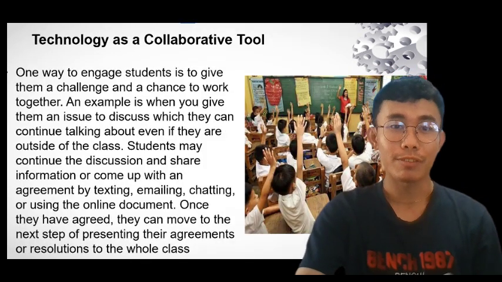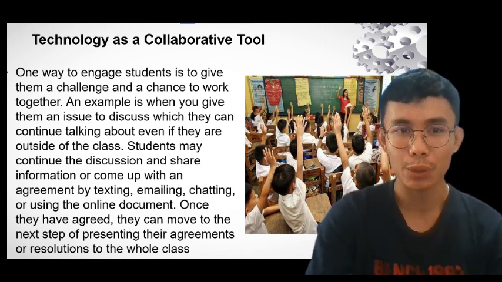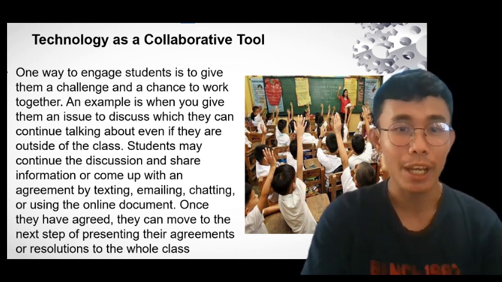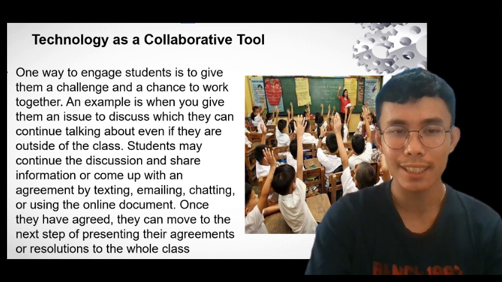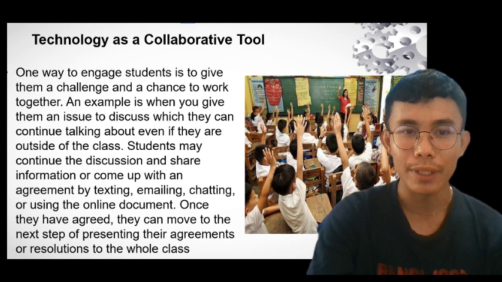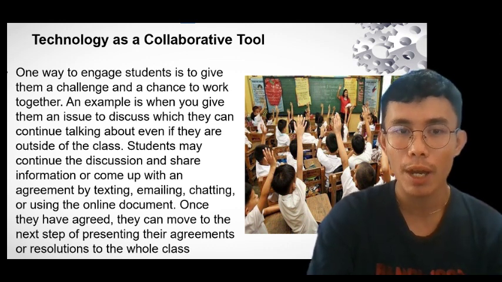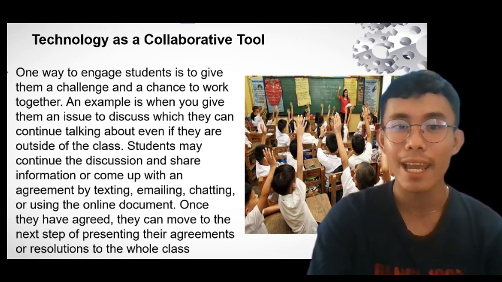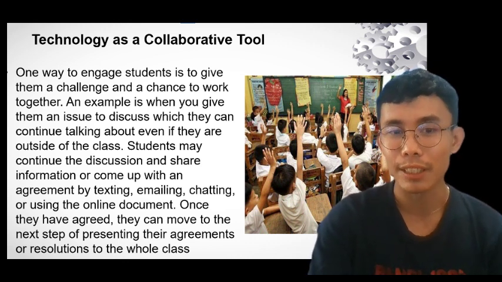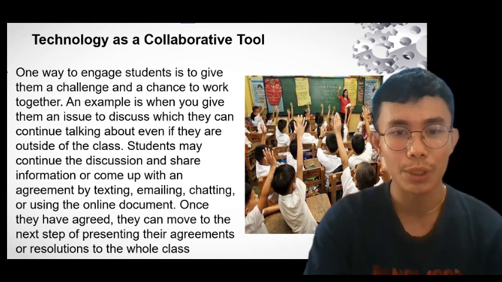Technology as a collaborative tool. One way to engage students is to give them a challenge and a chance to work together. For example, give them an issue to discuss which they can continue talking about even when they are outside of the class. Students may continue the discussion and share information or come up with an agreement by texting, emailing, chatting, or using an online document. Once they have agreed, they can move to the next step of presenting their agreement or resolution to the whole class.